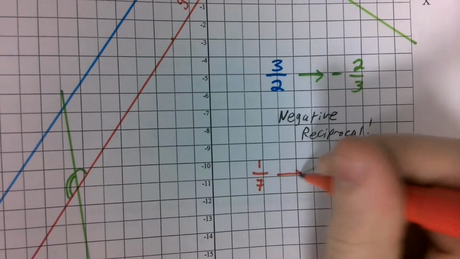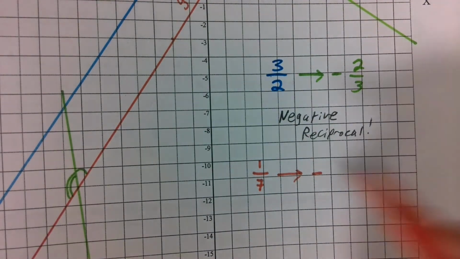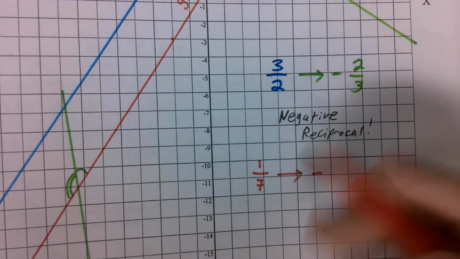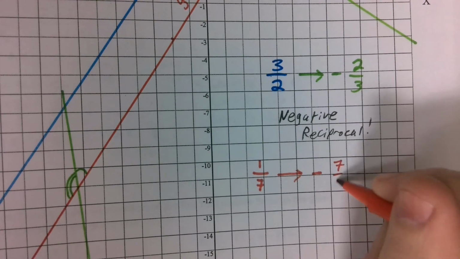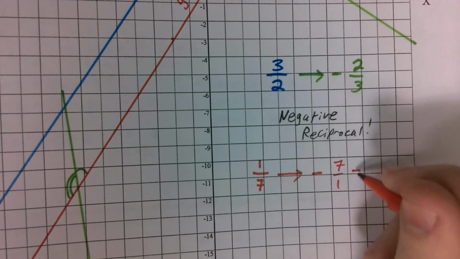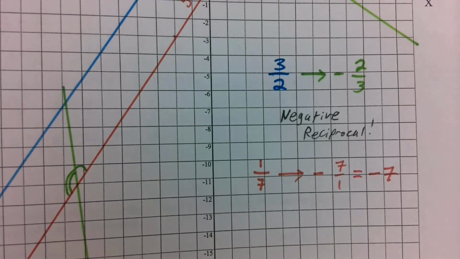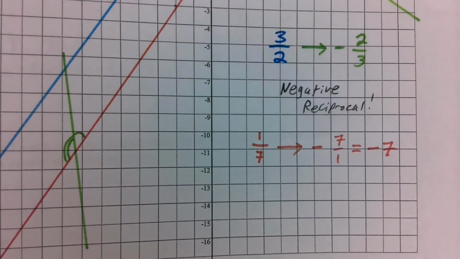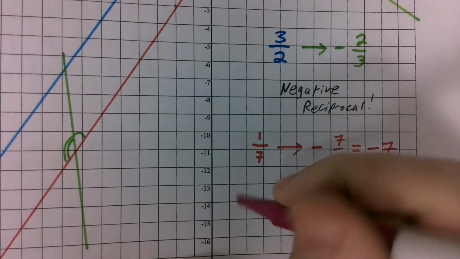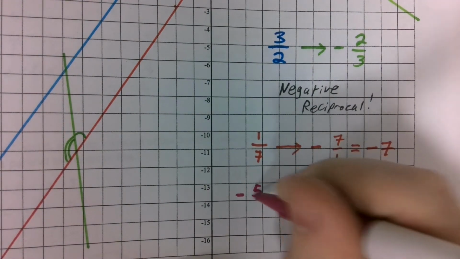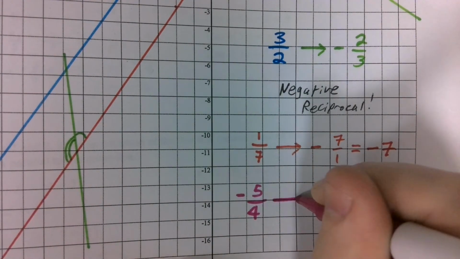Well, we make it negative, and we flip it. Instead of 1/7, it would be 7/1, which we know simplifies just to give us -7. Okay, what if I gave you this? Find the negative reciprocal of -5/4.